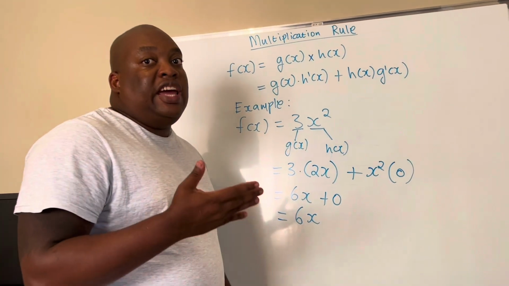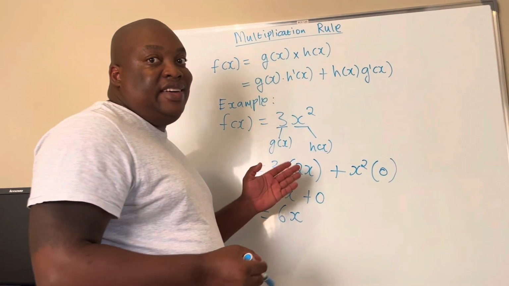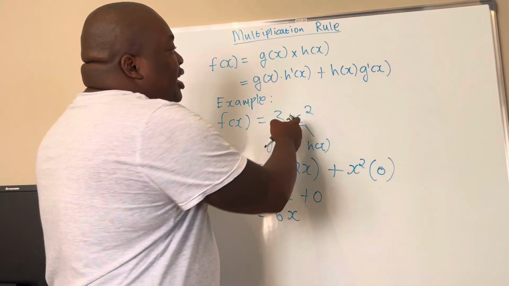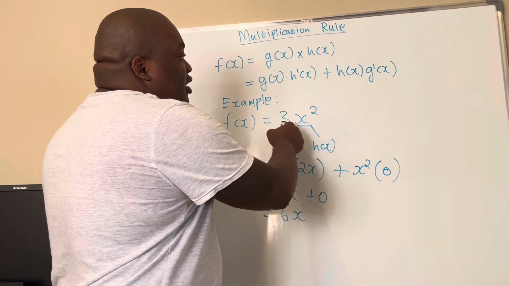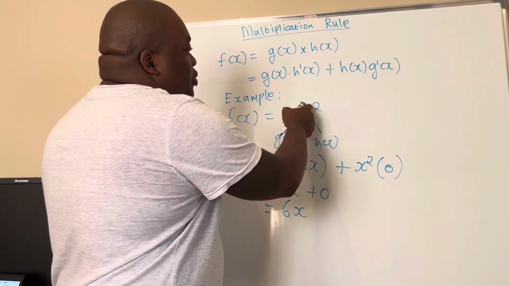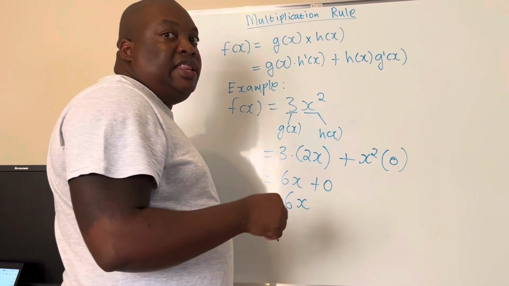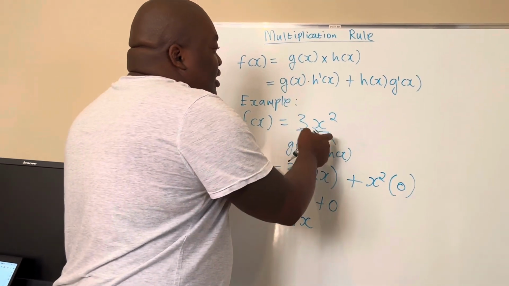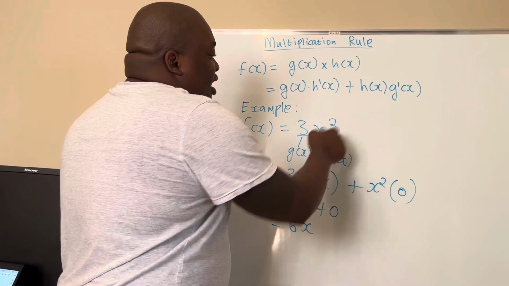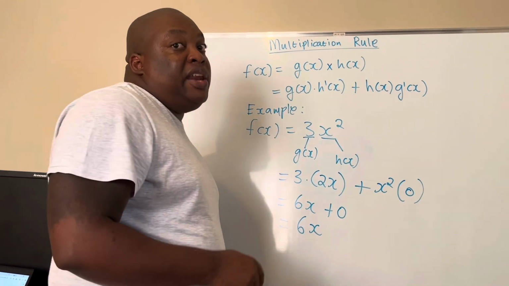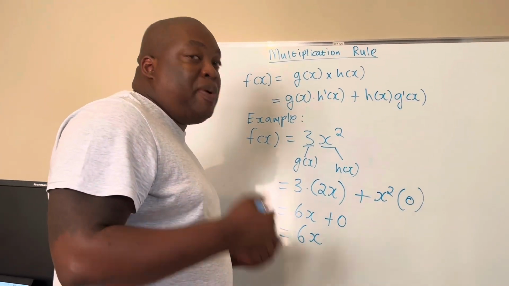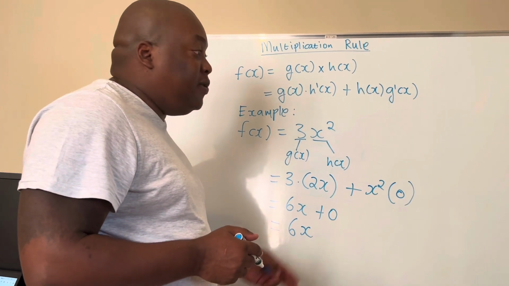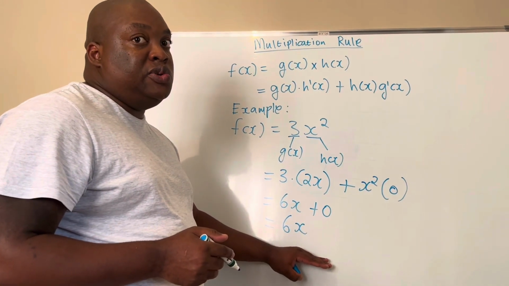I know there is a quicker way you could have done this by just bringing the 2 down here and then you subtract 1. If you use the quick way, you bring the 2 here, which will be 3 times 2, you subtract 1, and it would have given you 6x. But in case you get a question that expects you to apply the multiplication rule, this is the method which you use to apply.